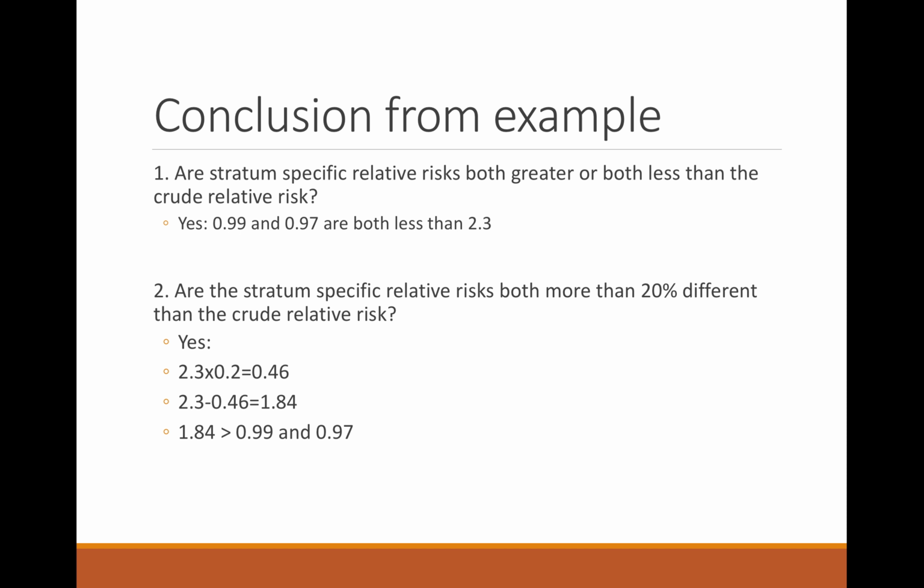And so we know from our example that yes, 0.99 and 0.97 were both less than 2.3. And we also know that there's at least 20% difference between the crude relative risk and our stratum-specific relative risks. So that relative risk of 2.3, if we take 20% off of that, then we're left with 1.84. And since 1.84 is still greater than 0.99 and 0.97, we would determine that yes, smoking is a confounder for the relationship between air pollution and bronchitis. So I hope this was helpful.